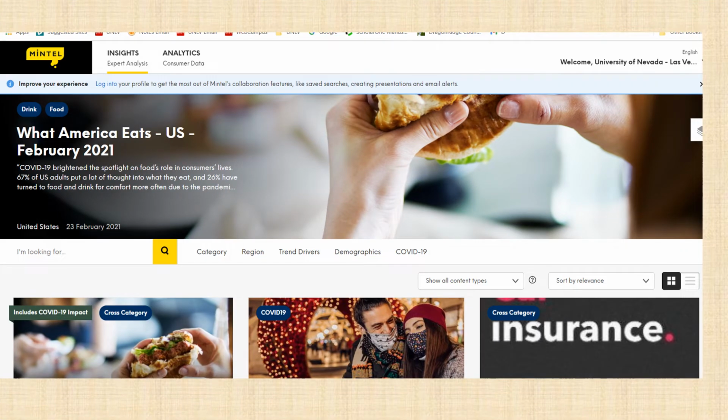And when you get to the main page, this is what it looks like. Here they have an example. When I looked this up, they were featuring What America Eats, a new study that just came out this month that talks about what product categories and what foods the American population is consuming, both prepared at home, pre-prepared, and consumed in restaurants.